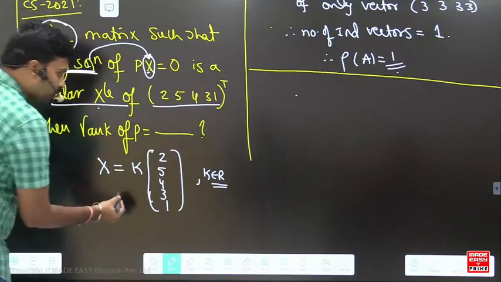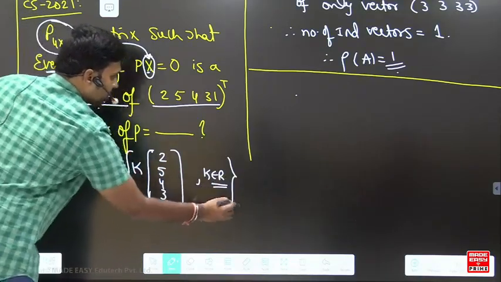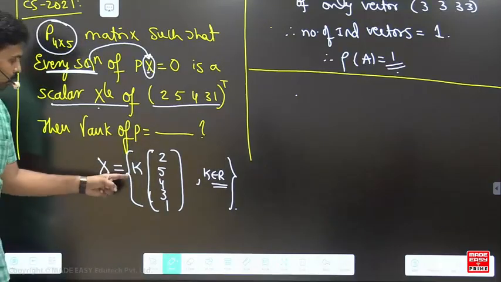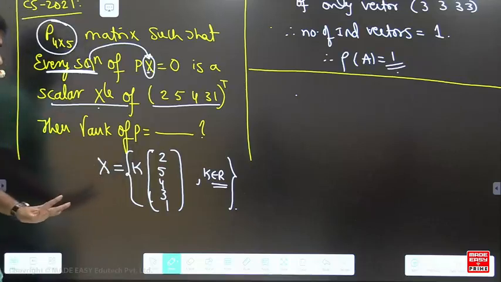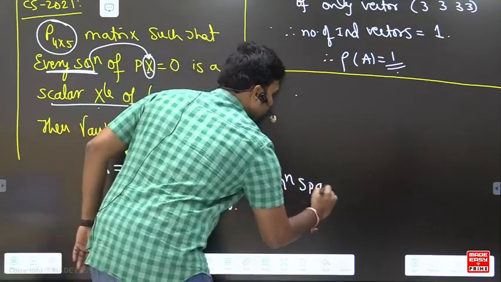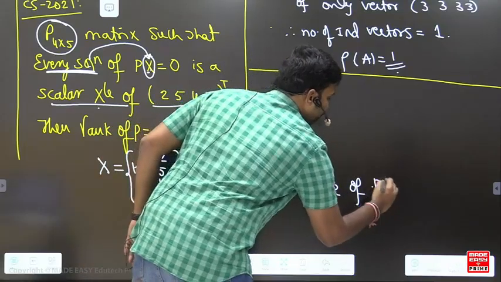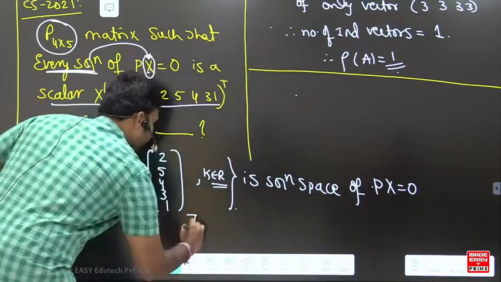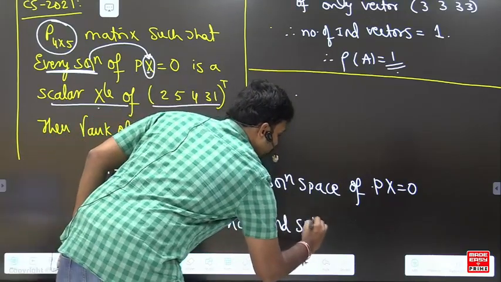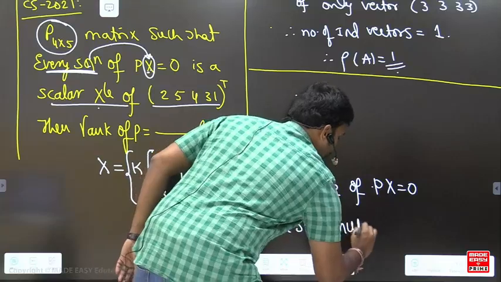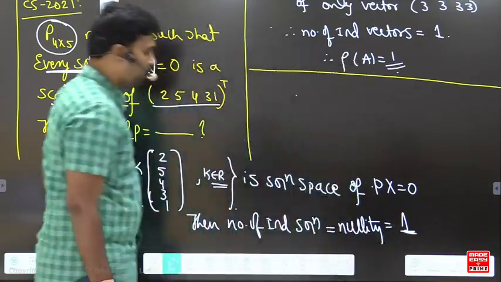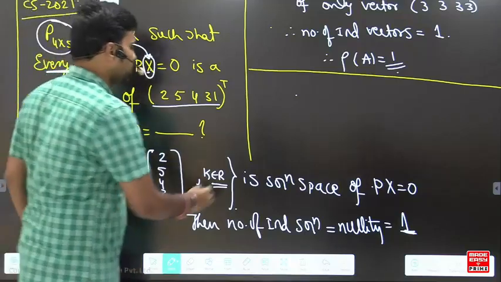So X is equal to the set of all these vectors. X is nothing but the set of all the vectors. All those vectors are scalar multiples of only one vector. So if this is the solution space of Px equal to 0, then the number of independent solutions, that is nullity, is equal to only 1. Nullity is equal to 1.